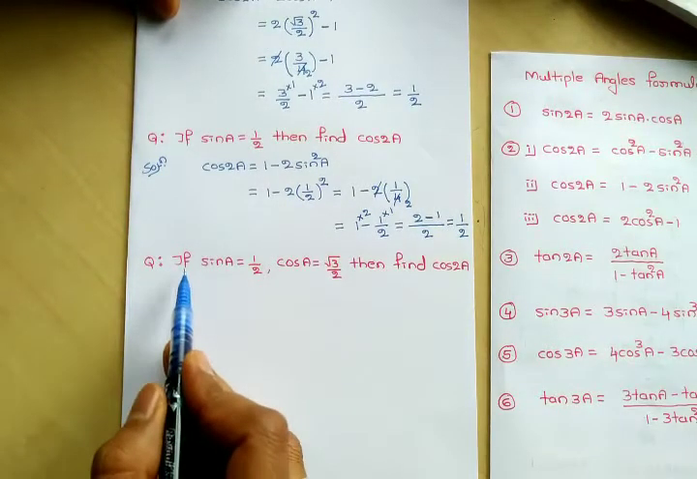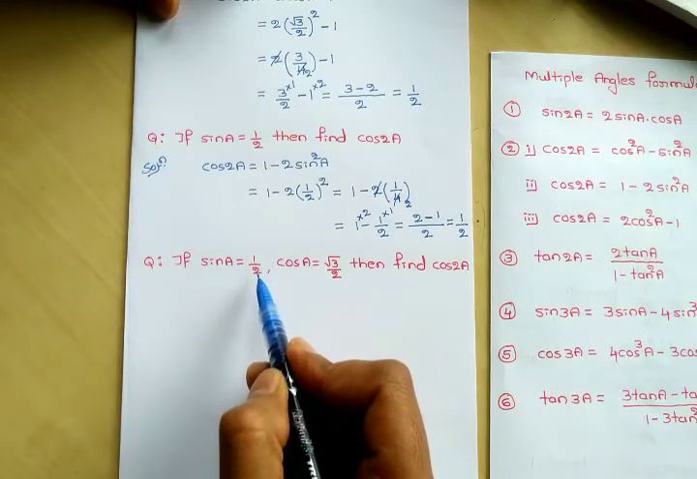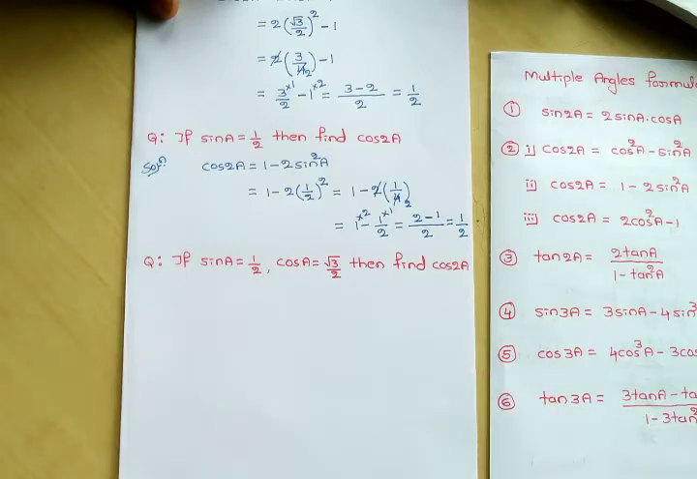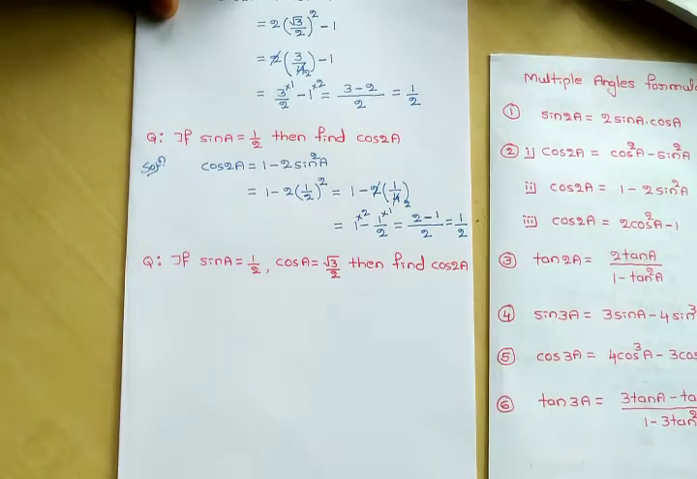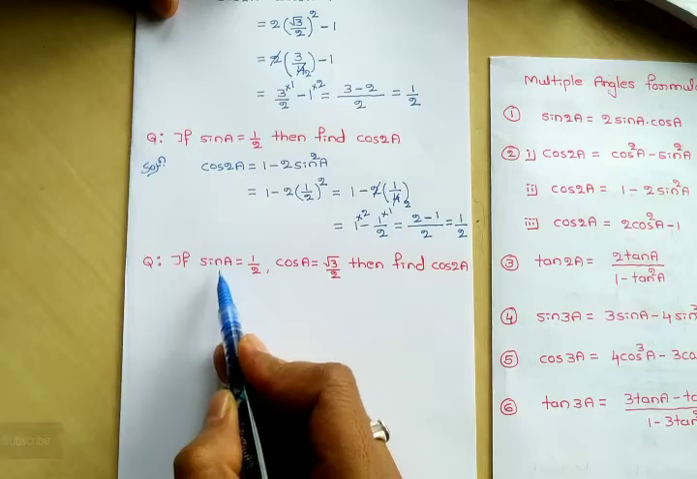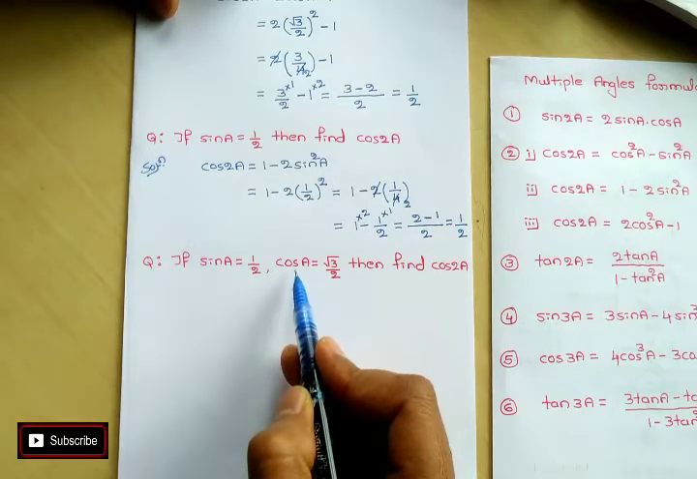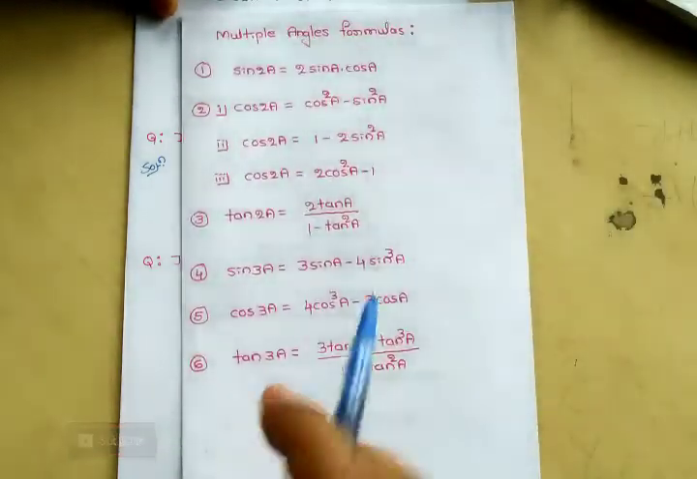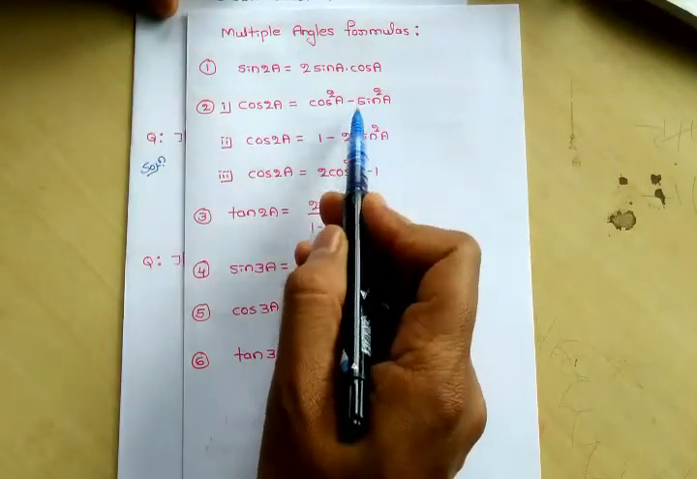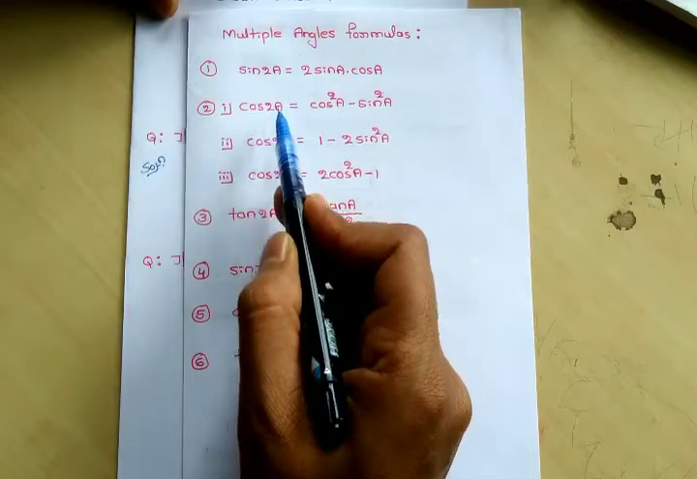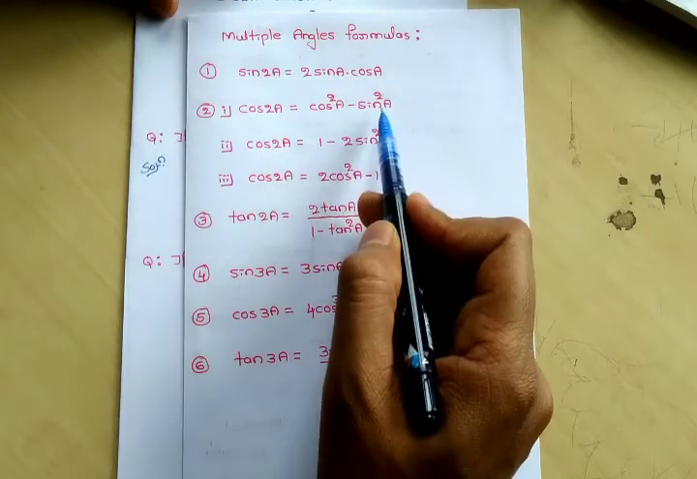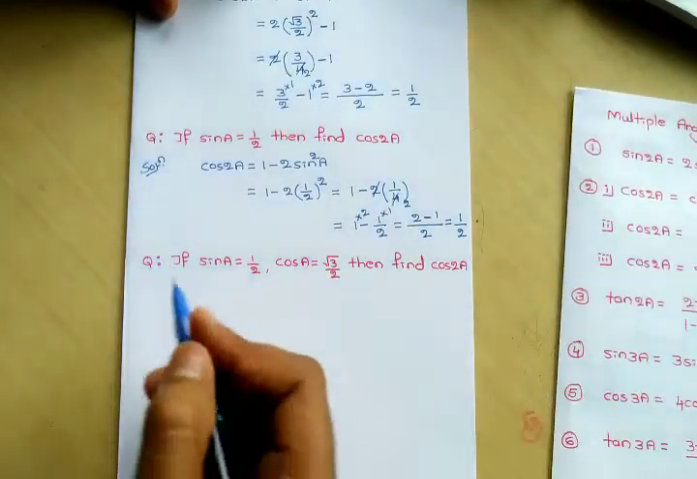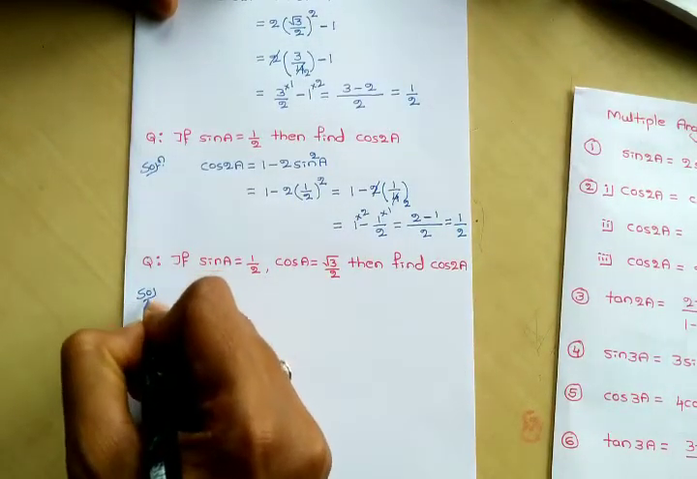Next question. If sine A is equals to 1 upon 2, cos A is equals to root 3 by 2, then find cos 2A. So here two values are given. One is sine A value is given and cos A value is given. You need to find out which value? Cos 2A. Therefore you need to apply the first formula, because in the first formula of cos 2A, cos A is also there, sine A is also there. Both the values already it is given.